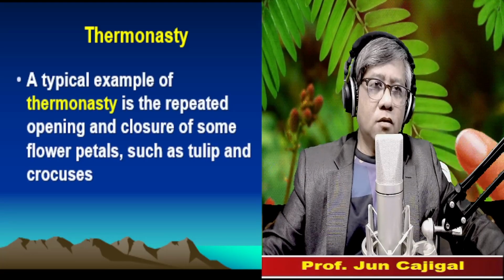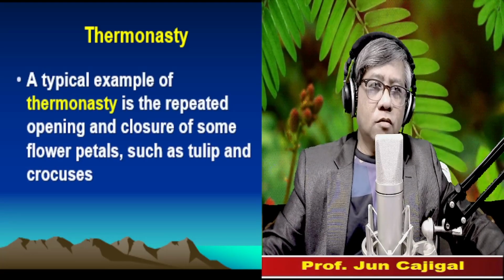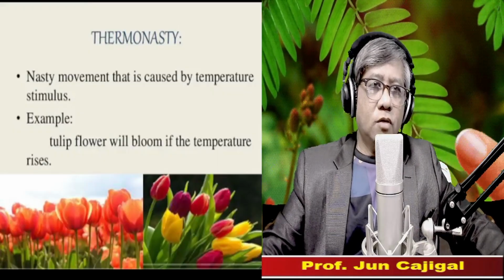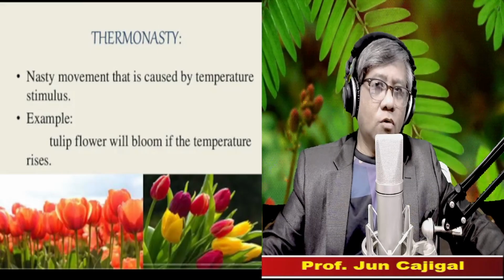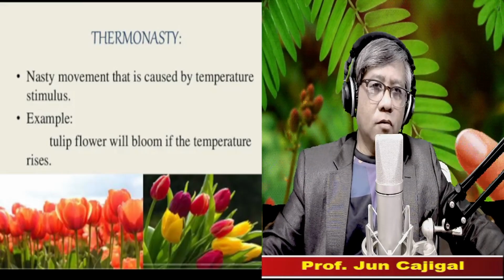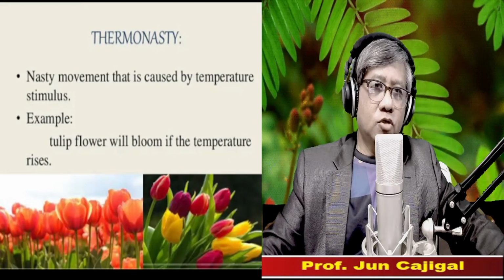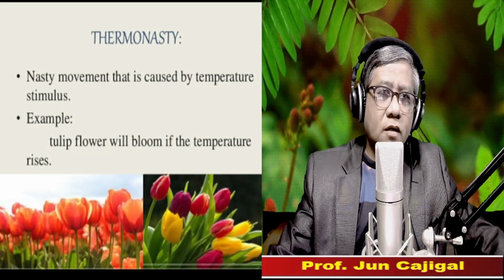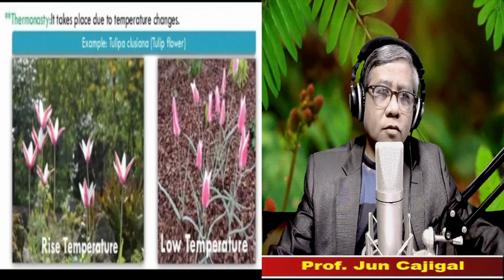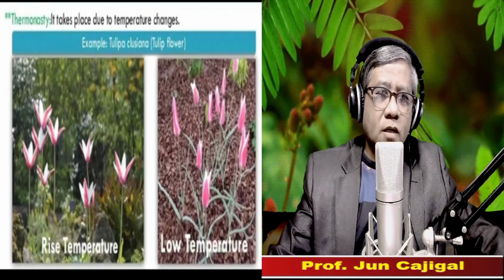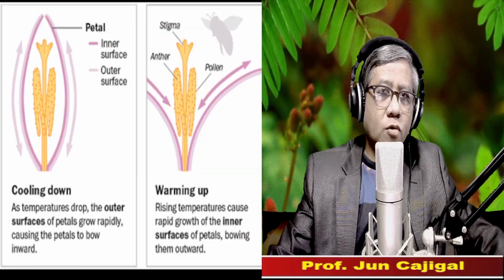What is thermonasty? Thermonasty is the repeated opening and closure of some petals such as tulips and crocuses. So, in thermonasty, this is plant movement that is caused by temperature stimulus. For example, we have tulip flowers that bloom if the temperature rises, and if the temperature drops, the flowers close. This is also true for crocuses.